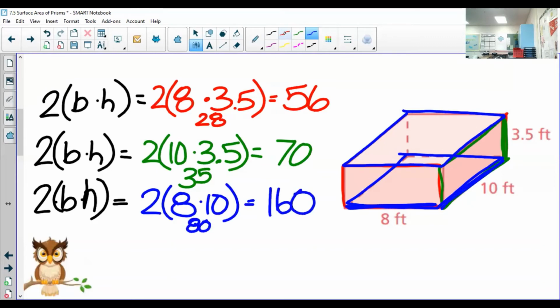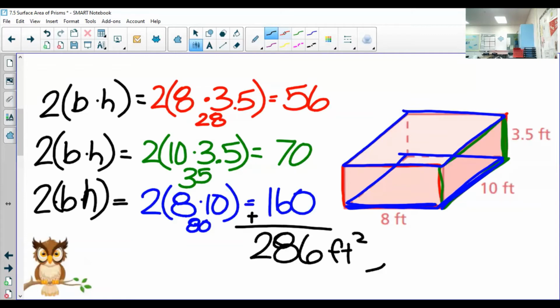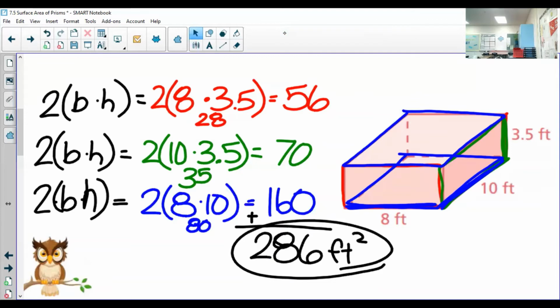So now I have all 3 sides. Let's add those together. 56 plus 70 plus 160. 286. And that's your answer, but you got to add a label. So we'll put feet squared because we're doing area. And there you have it. That's a rectangular prism. Okay.